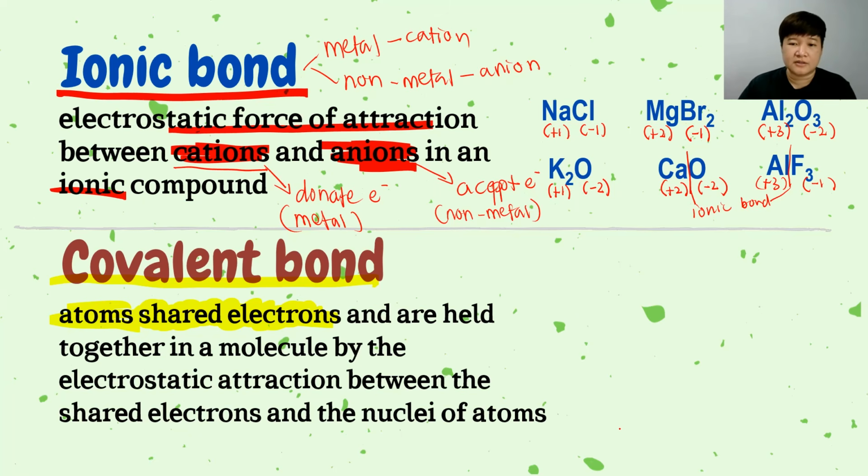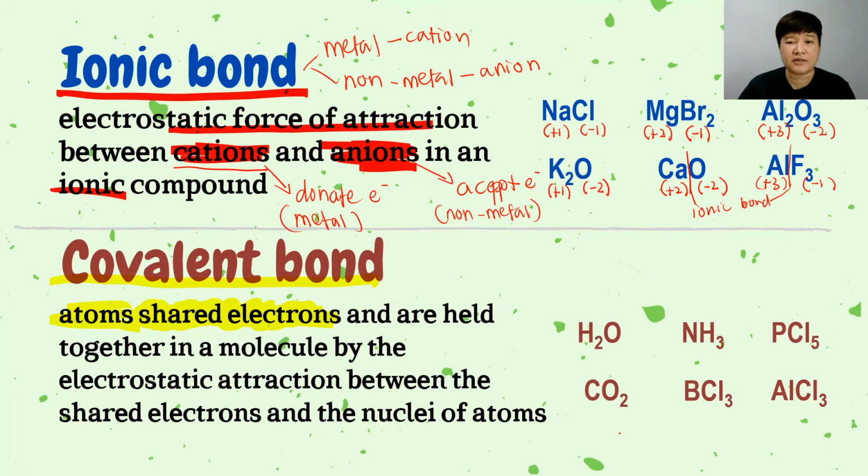The example of compounds that we can have for covalent bond is as simple as H2O, which is a covalent bond, and you can see that hydrogen and oxygen are non-metals. Your NH3 is also a covalent bond, nitrogen and hydrogen again are non-metals. PCl5, CO2, BCl3, all of them you can see are partnerships between non-metal and non-metal. So normally when it's a non-metal, it will be a covalent bond.